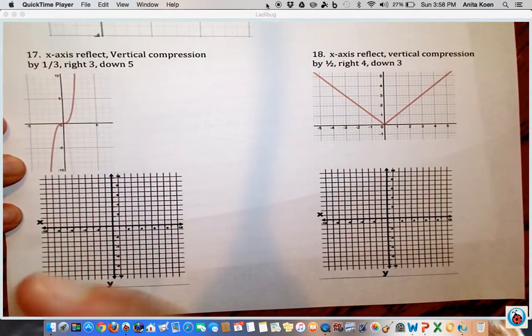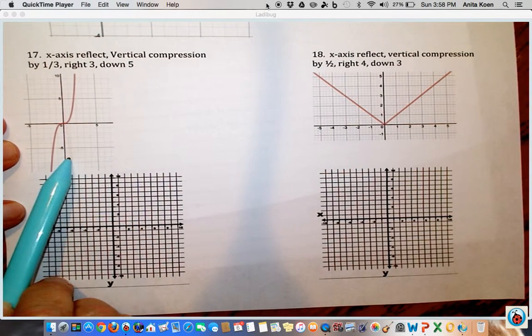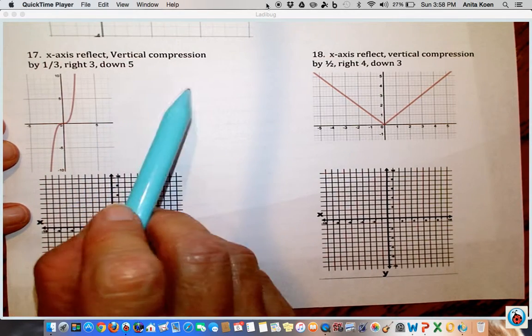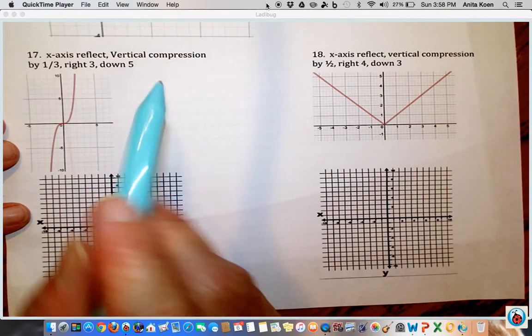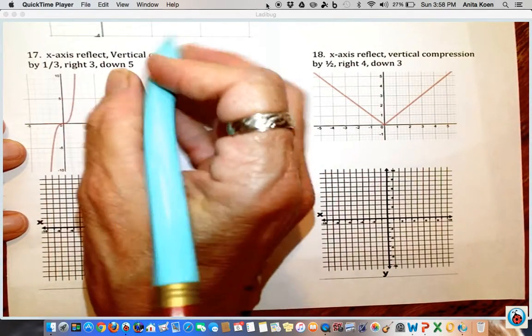Okay, on 17 through 20, we are given the transformations. We are given the parent function in a graph. We're going to be asked to write the equation for the transformed function and then graph it. So the first thing I'm going to do is write the equation.